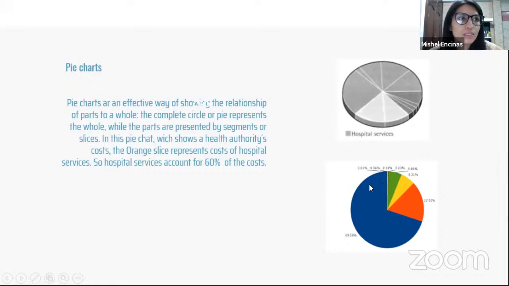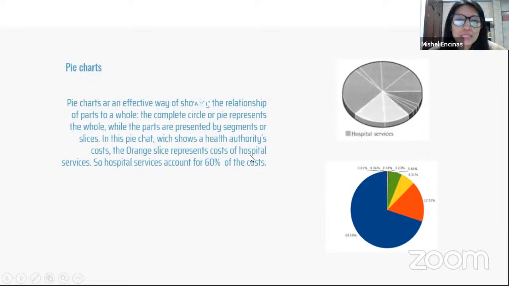I forgot how to say torta en inglés. Like a cake? Like a cake. Thank you, Ale. Okay. We have slices, right? In a cake. In a pie chart, the same. We have slices, okay?